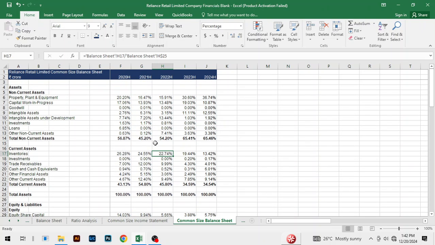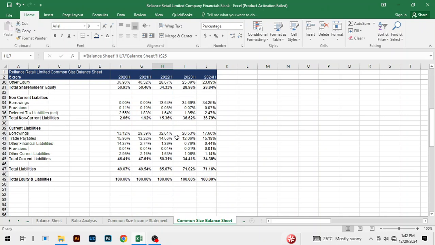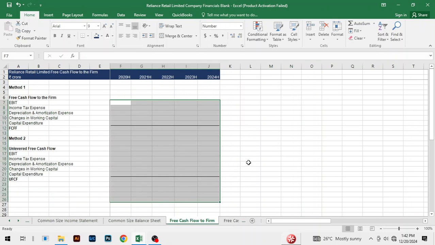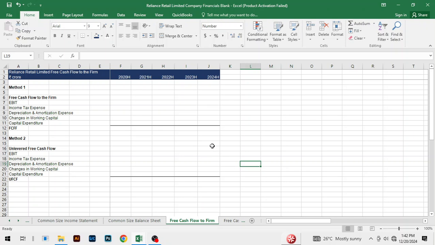So we are seeing quite a lot here. Property, plant and equipment makes up the bulk of the fixed assets, followed by the capital work in progress, and obviously intangible assets and other non-current assets here. So basically that was it on the common size balance sheet. So now we want to move on to computing the free cash flow to the firm. So let's look at that.